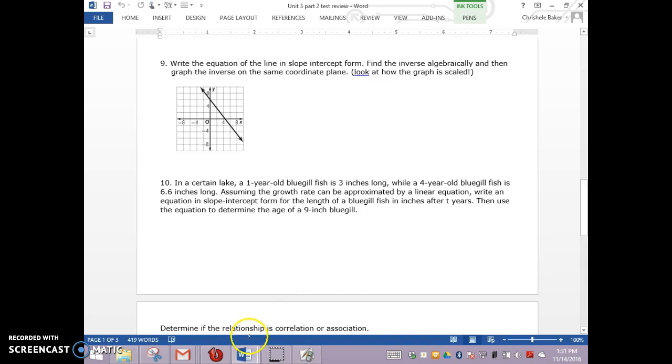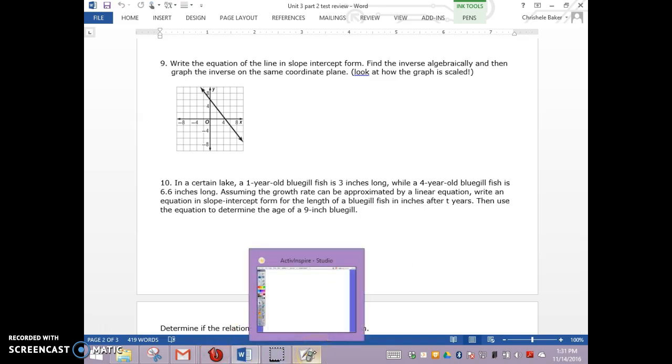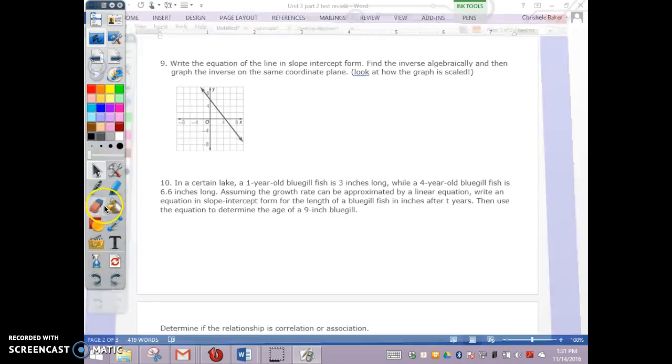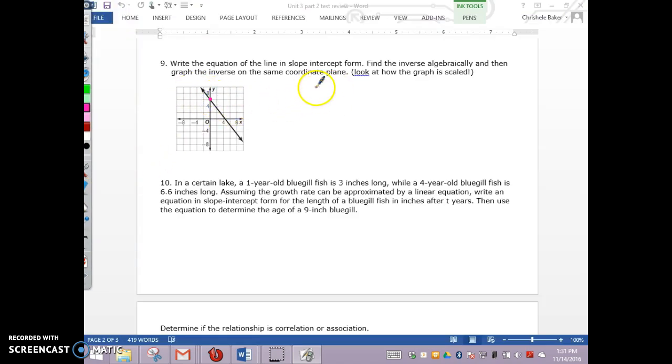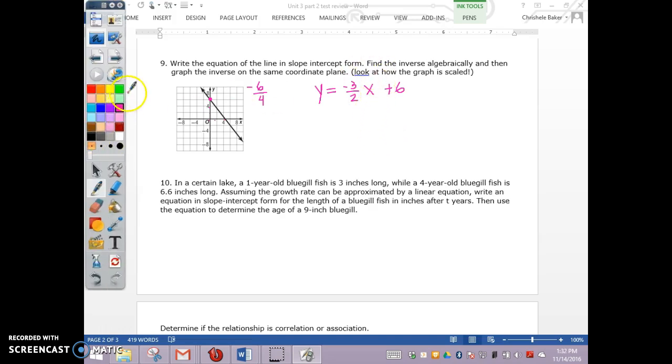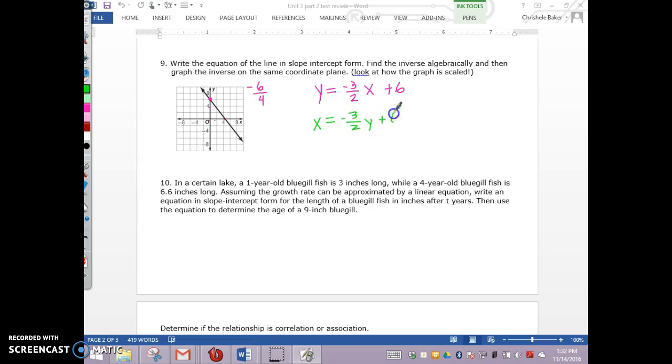Okay, write the equation of the line in slope-intercept form, find the inverse, graph the inverse. So first, this crosses at 6, and the slope is down 6, to the right 4. Reducing that fraction is -3/2. Now to find the inverse, I'm going to switch x and y and solve for y.